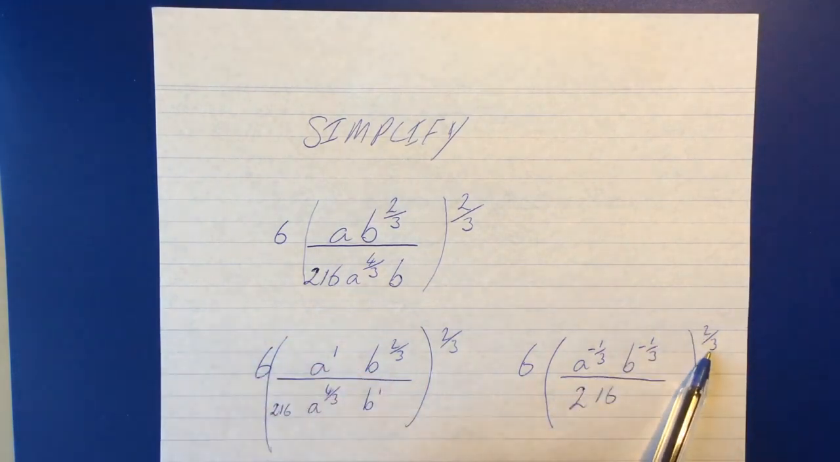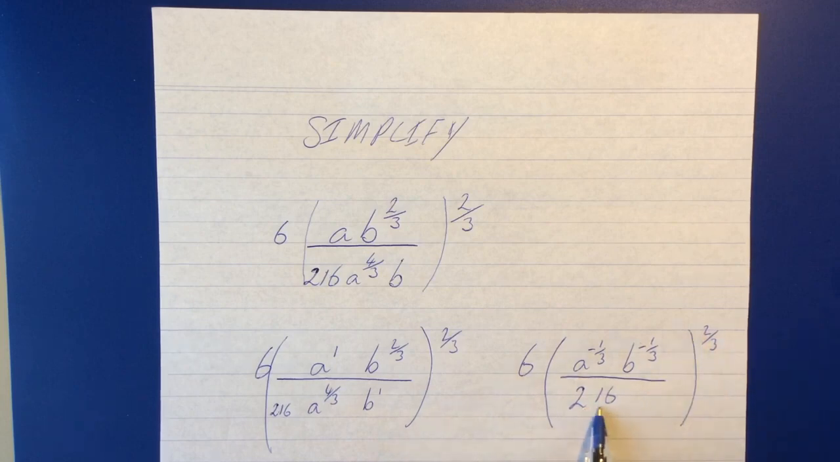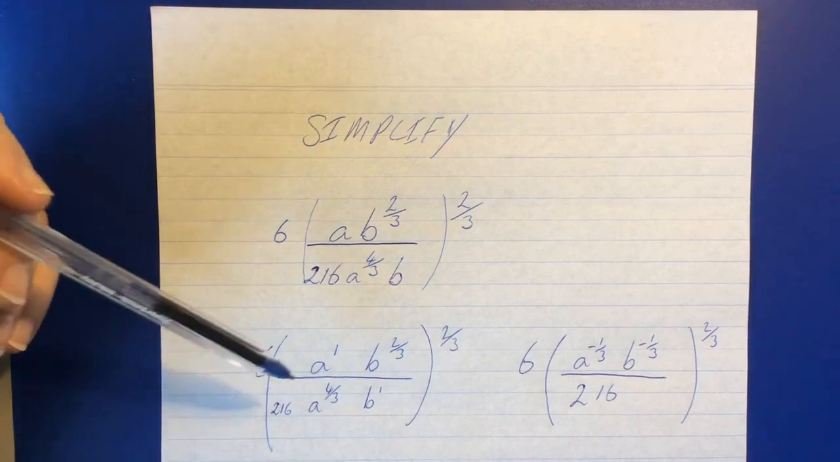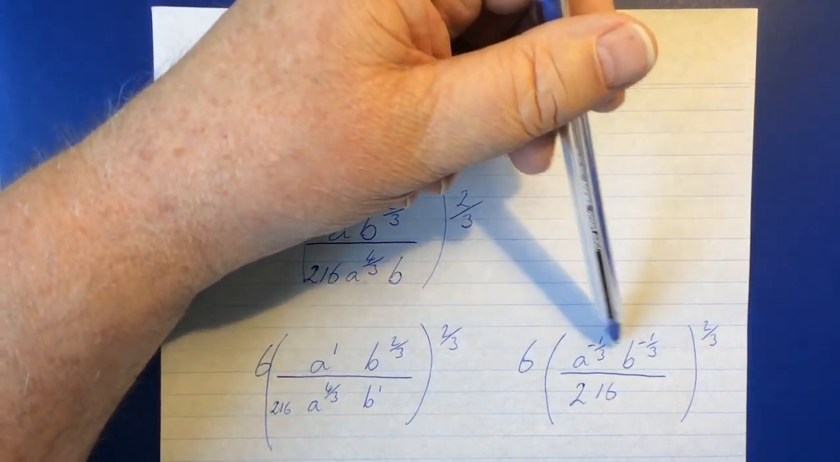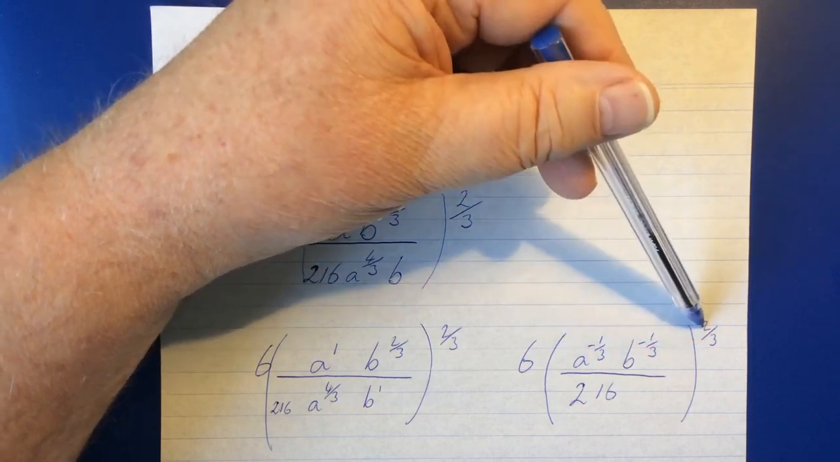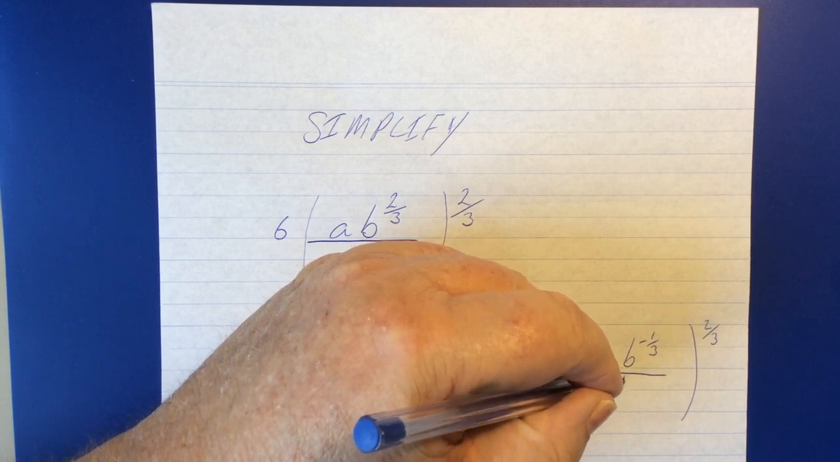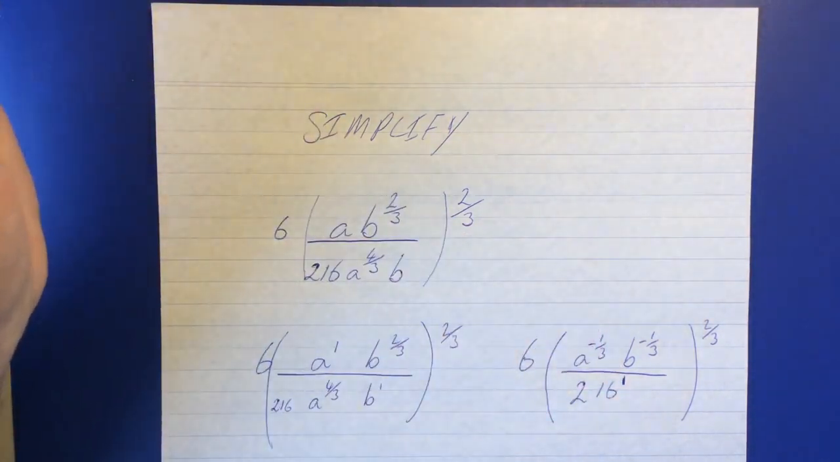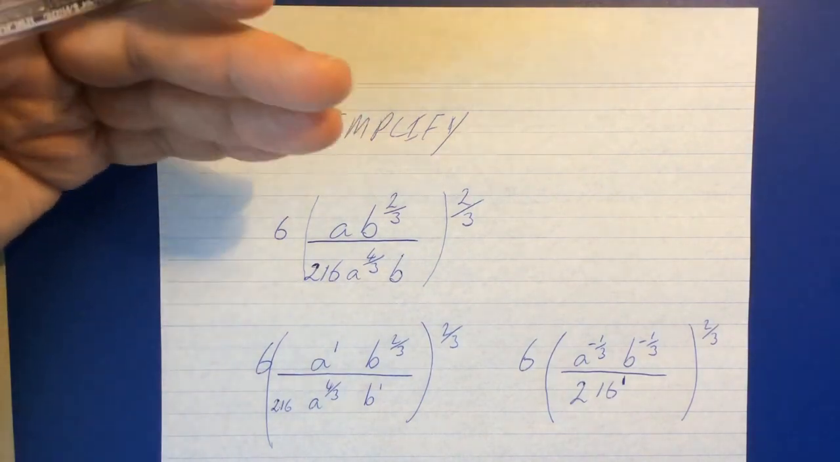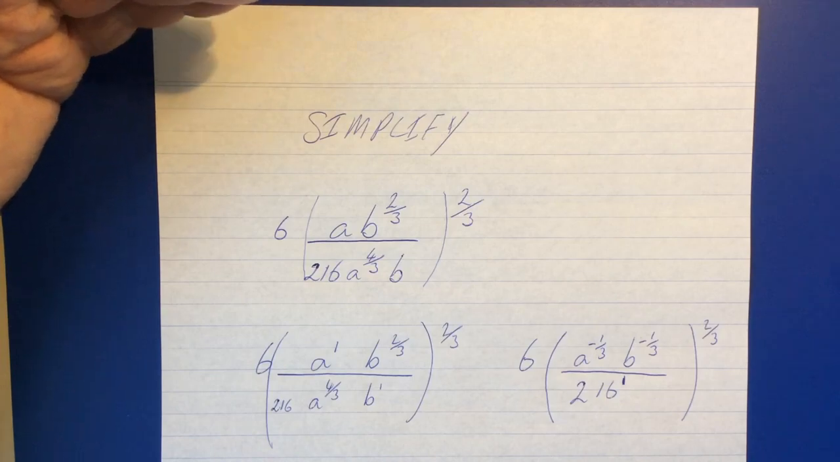Now, the 3 here is the root, and this is the power. And that's really important here. Okay, well, the rules say that where we have a situation like this, we multiply this index by each of the indices here, and the index of this thing, 216, is 216 to the power of 1. Again, that's handy because it sets up what we're going to do.